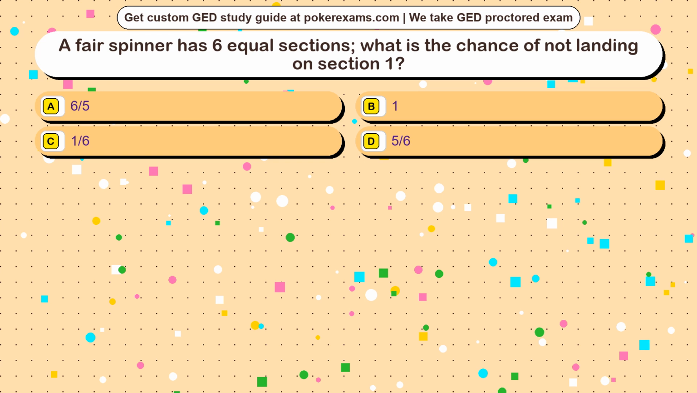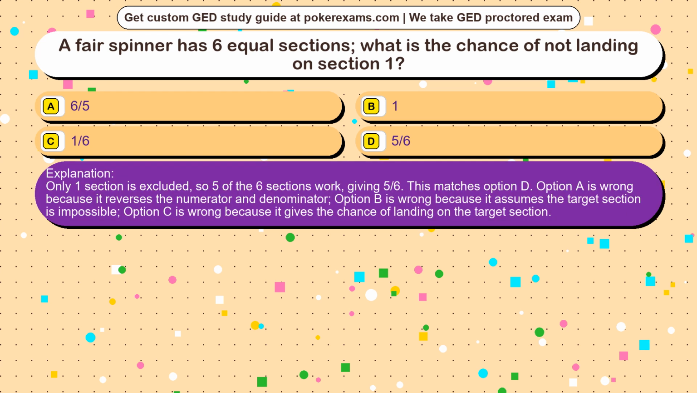The correct answer is option. Only one section is excluded, so 5 of the 6 sections work, giving 5/6. This matches option D. Option A is wrong because it reverses the numerator and denominator. Option B is wrong because it assumes the target section is impossible. Option C is wrong because it gives the chance of landing on the target section.